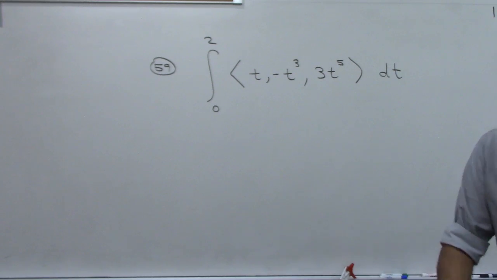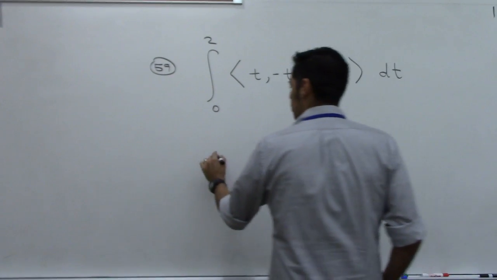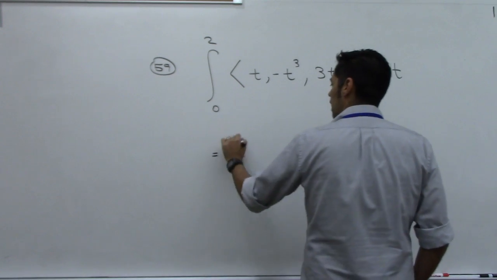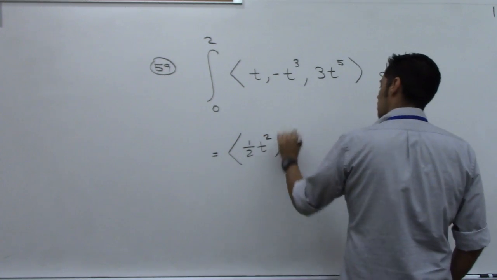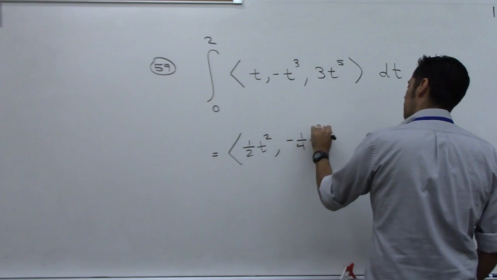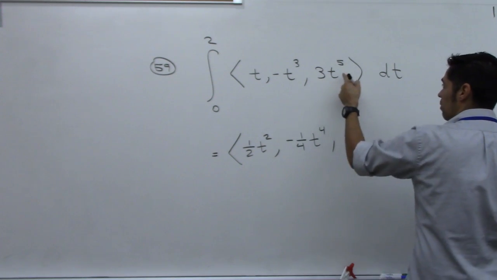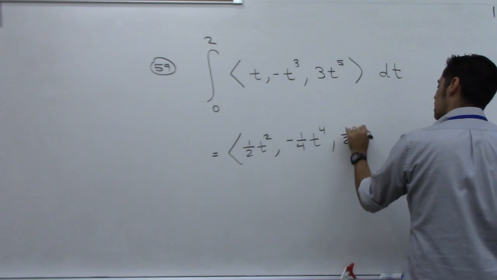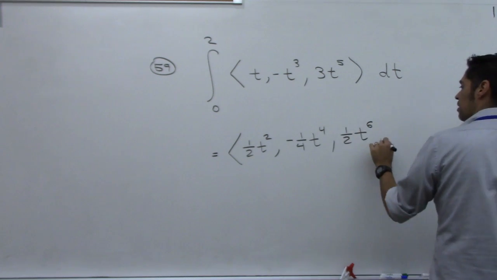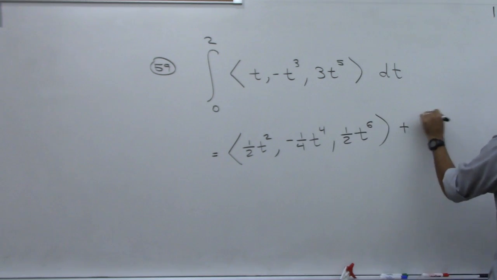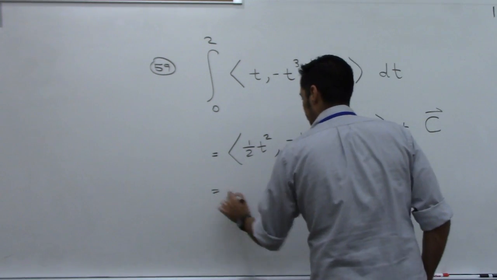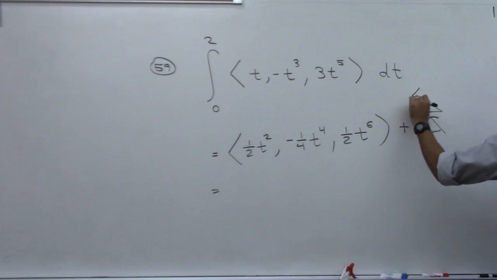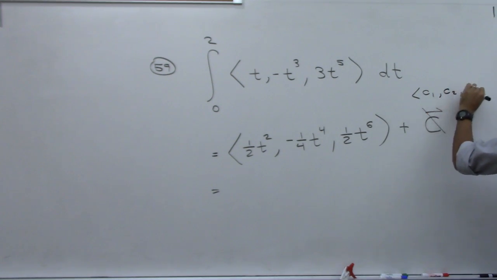So we're integrating a vector function. Integration of a vector function is fairly easy. We just integrate term by term. So this is 1/2 t squared. This one is minus 1/4 t to the 4th. This one is going to be 3 times 1/6 t to the 6th. So the 3/6 reduces, plus some constant vector. And we're going to rewrite that constant vector like this: C1, C2, C3, like that, right?